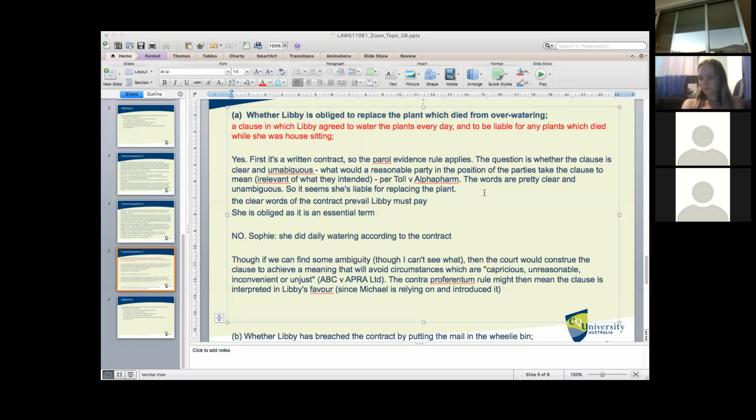Does that make sense to you? Can you see the problem there? So she complied with her bargain under the contract, and as a consequence, the plants died. On the other hand, if she did not water the plants, she would have been in breach of the contract.